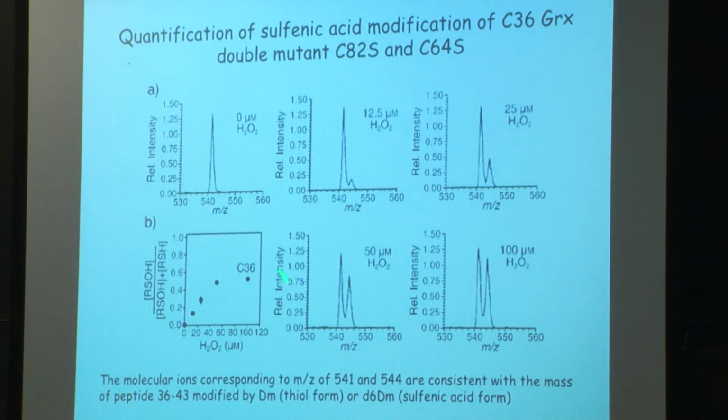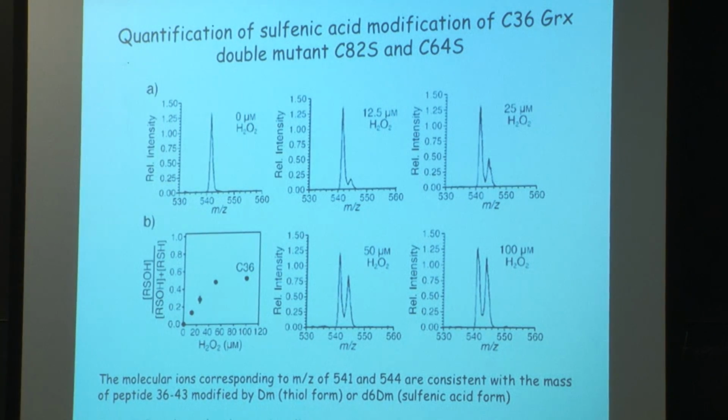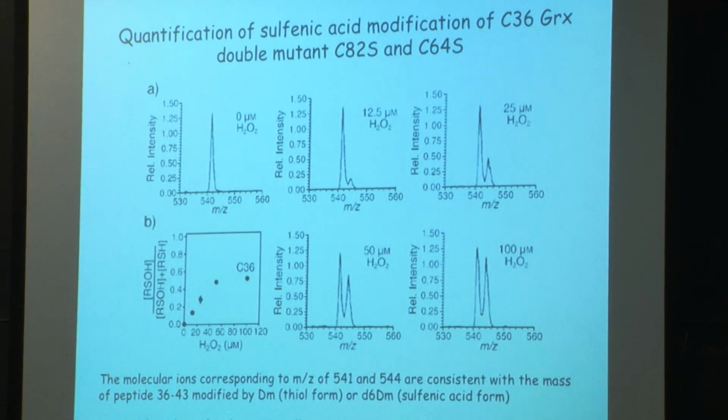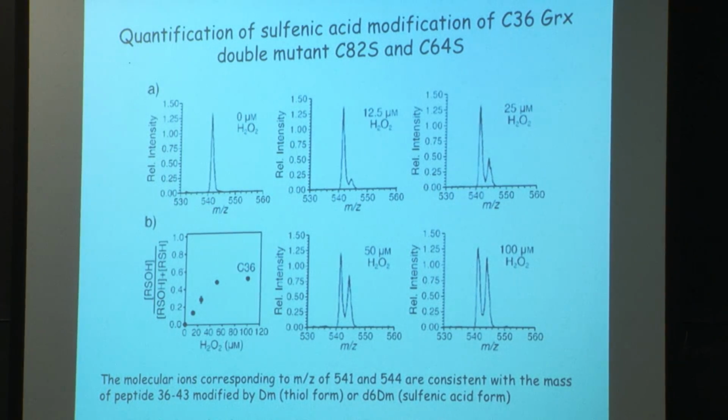And what do you see? Cysteine 36 is known to be at the active site, but they showed that in this experiment. And you see that you don't reach 100% labeling. Okay, so that you saw in the previous set of data. You couldn't tell what the ratio was.